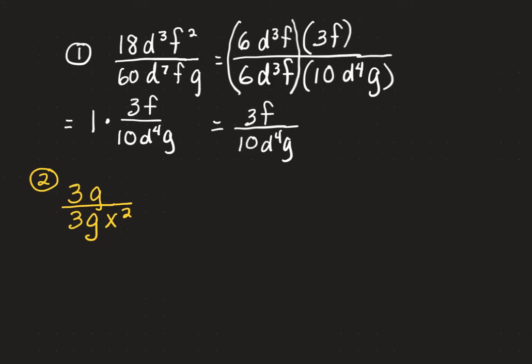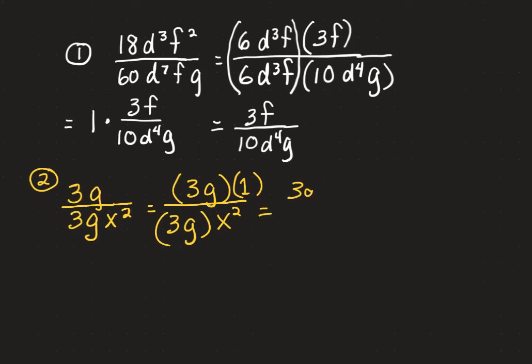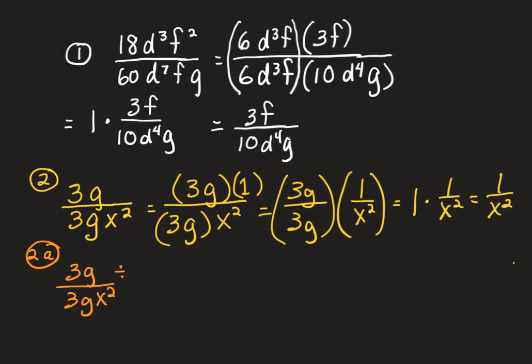Let's look at another example. 3g over 3g x squared. The greatest common factor of the numerator and the denominator is 3g, leaving x squared. So on top, this is actually 3g times 1. So we have 3g over 3g. Now I'm just writing this out in great detail. Another way to look at reducing this fraction is to divide by 3g in the numerator and the denominator.